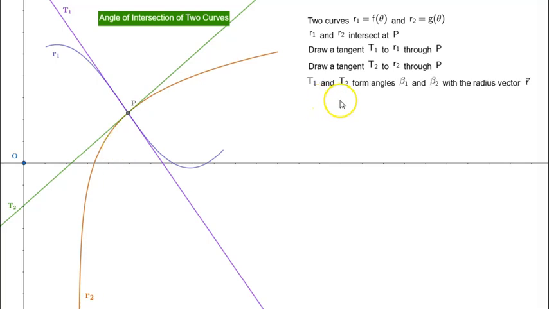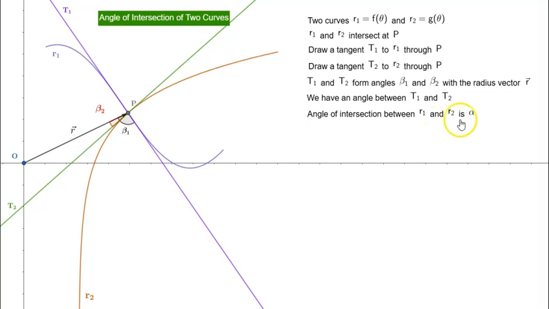Now, T1 and T2 form angles beta 1 and beta 2 with the radius vector R. Let's bring in the radius vector and let's mark beta 1 and beta 2. So beta 1 and beta 2. We have an angle between T1 and T2. Angle of intersection between R1 and R2 is alpha. So let's mark the angle alpha.